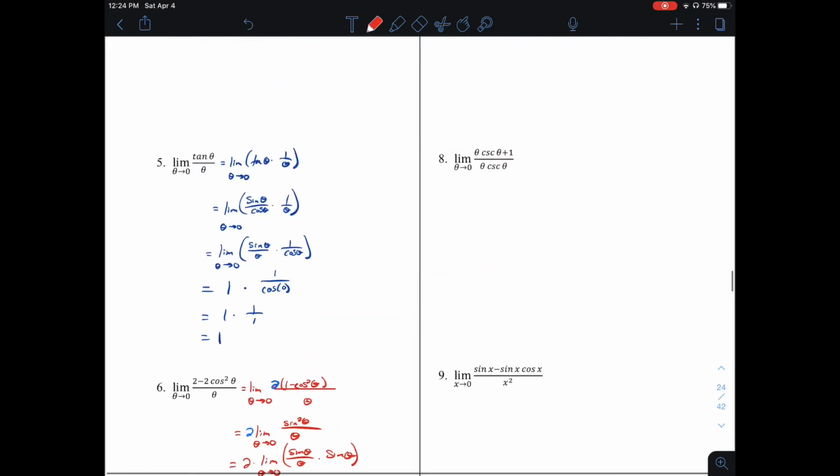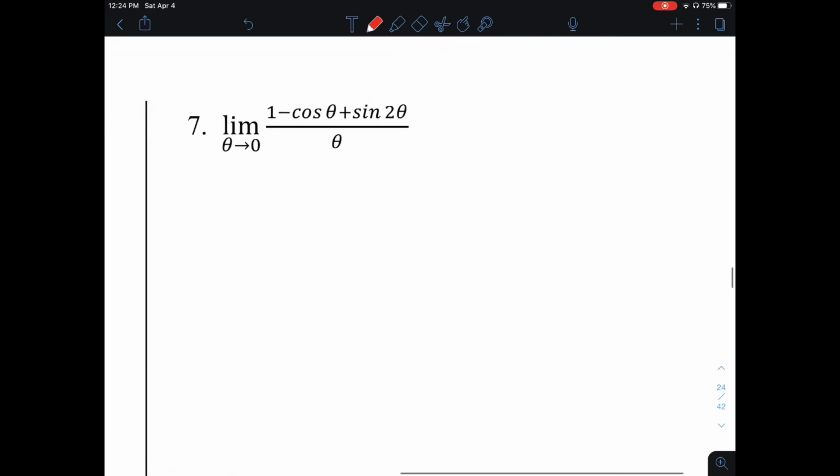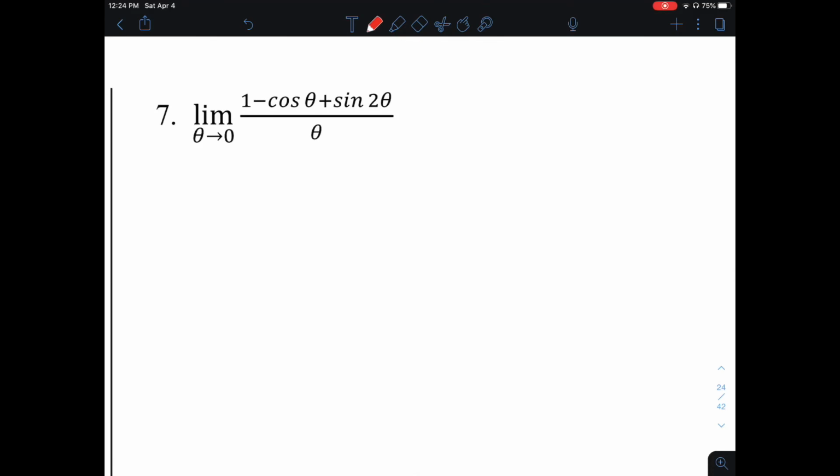All right, we got 3 more. We haven't used that special cosine rule yet, have we? It's too bad. Number 7, let's try to use that special cosine rule that I just mentioned.